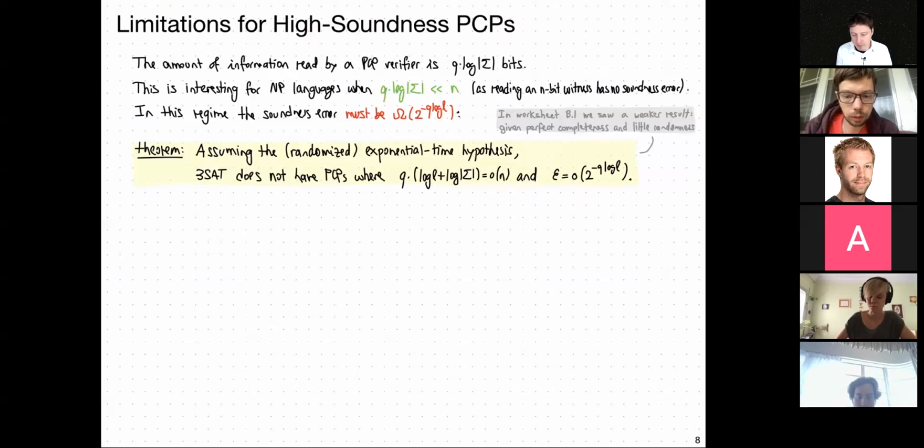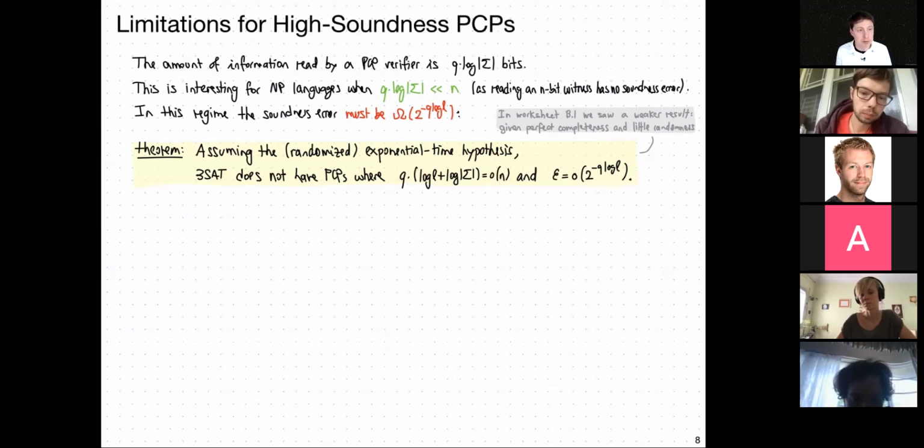We have these two conditions. One of them is a non-trivial PCP, okay? Right? Because if Q log sigma is on the order of n, then I can give you the assignment entirely, right? So of course you cannot have soundness error. So this is like a non-triviality condition. And this is saying your soundness error cannot be too good, okay? Relative to only the query complexity and the proof length, right? So for example, it tells us that you cannot have PCPs with constant query complexity, exponentially small soundness error, and exponentially large alphabet. They just don't exist.